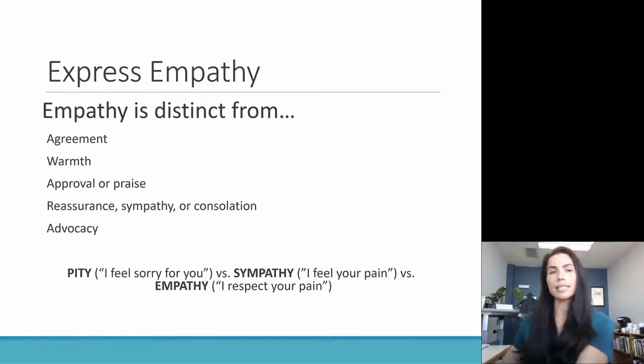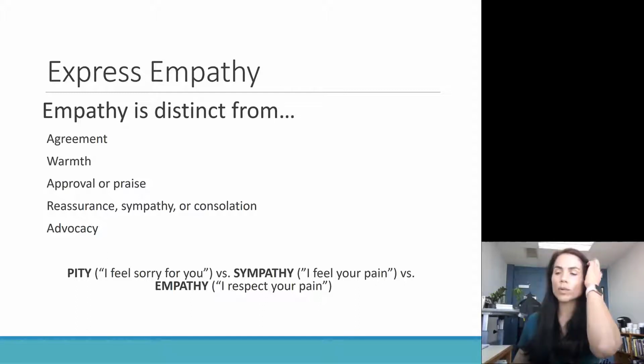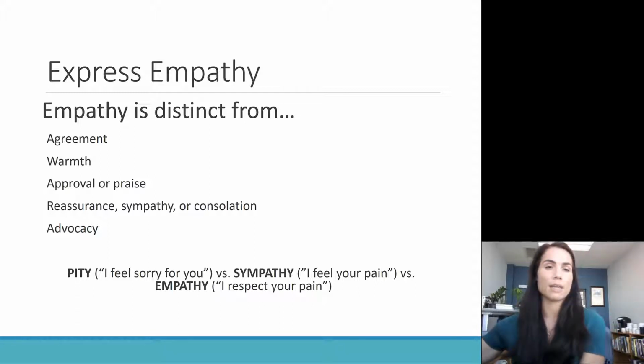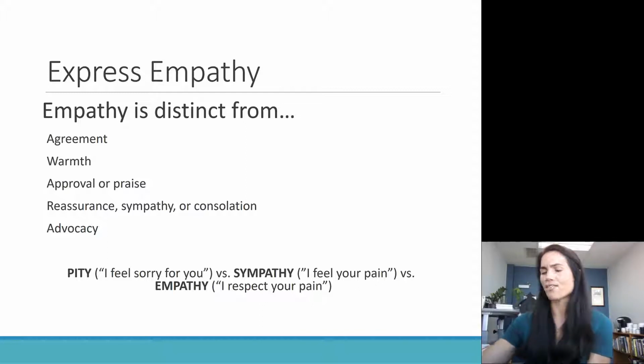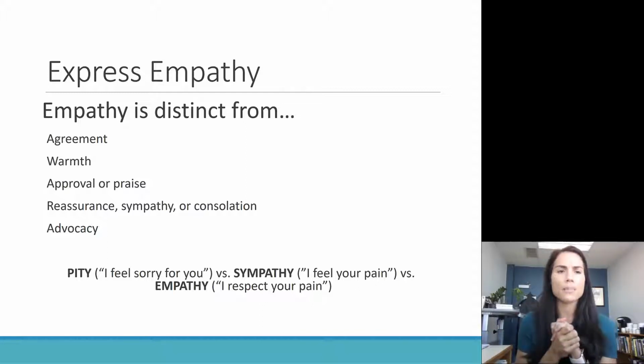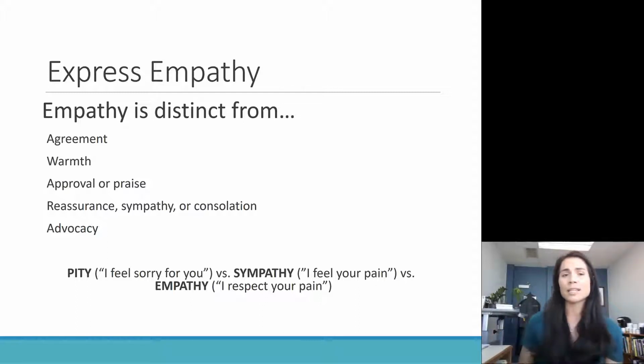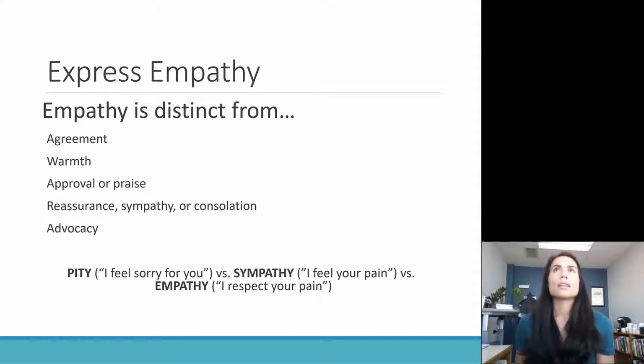So empathy is distinct, right? When we use the word empathy, we're really thinking that empathy is different from the level of agreement we have with them. It's different from an overall feeling of warmth. It's different from appraisal or approval. It's different from advocacy, and it's different from reassurance or sympathy. The two things I think it most commonly gets confused with are pity and sympathy.